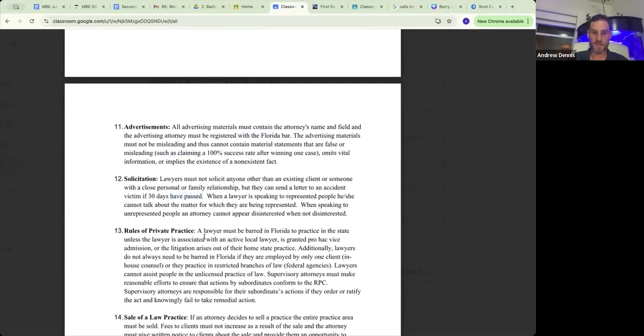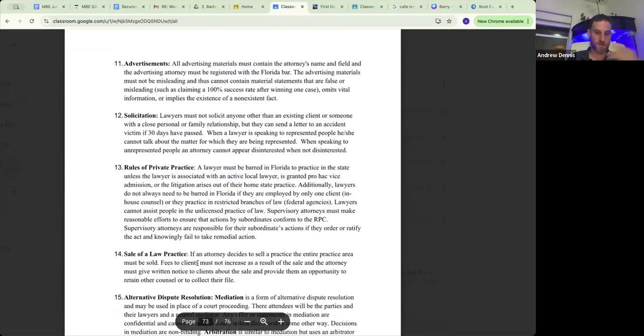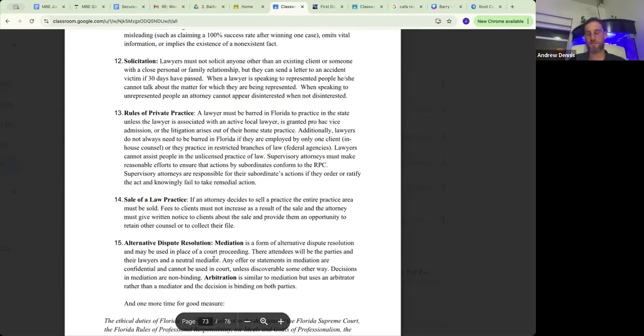The rules of private practice. If you're barred in Florida, you can't practice unless you're associated with an active local lawyer, you're granted pro hac vice admission, or the litigation arises out of the home state practice. Mediation, arbitration. Mediation is when the decision is non-binding, whereas arbitration is when the decision is actually binding on both parties.